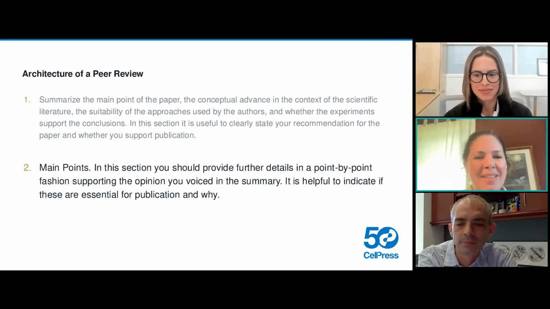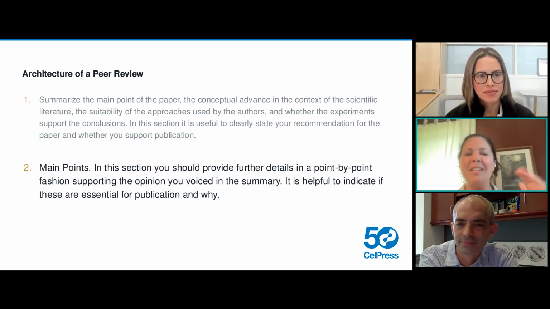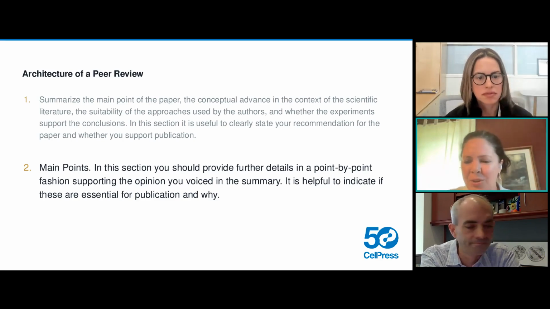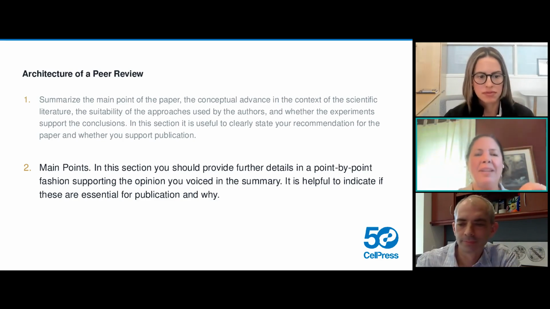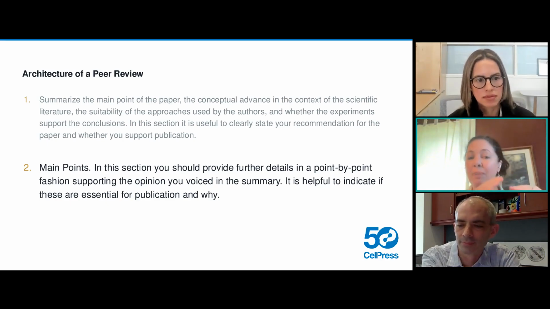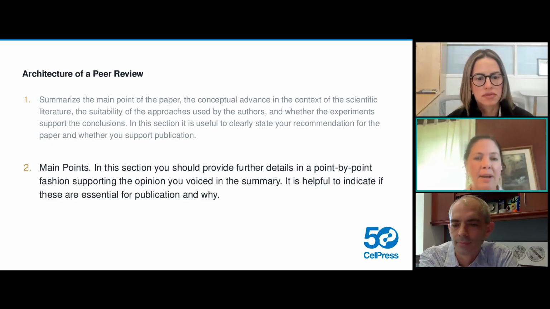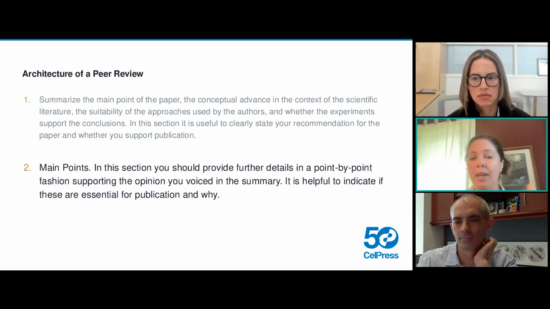Okay, so after the first paragraph comes what I would call the nuts and bolts of the peer review. Did I skip a page or no? Okay, great. In this section, it should be very point by point. You should go through the paper in detailed fashion, figure by figure, laying out the contents of each figure, what is strong and what perhaps could be improved within each figure.